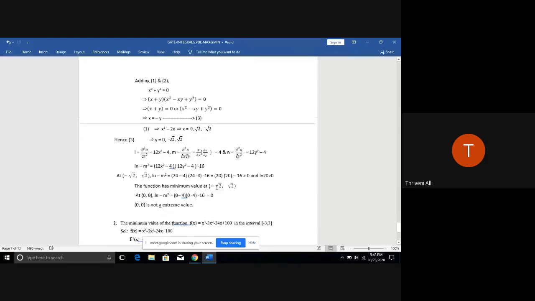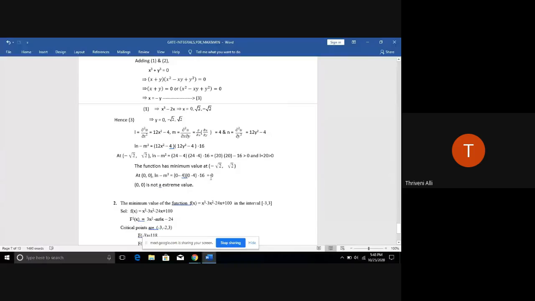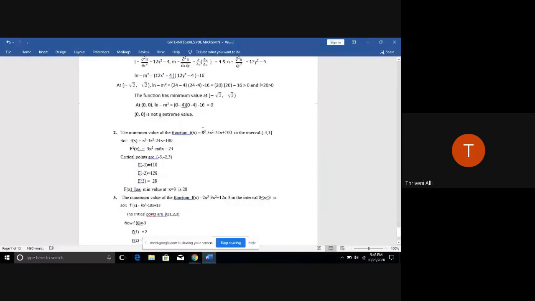Okay, at (0, 0), ln minus m square, we get the value 0. So it is not an extreme value. What is the meaning of extreme value? Maximum value or minimum value. So if ln minus m square becomes 0, there is no conclusion.